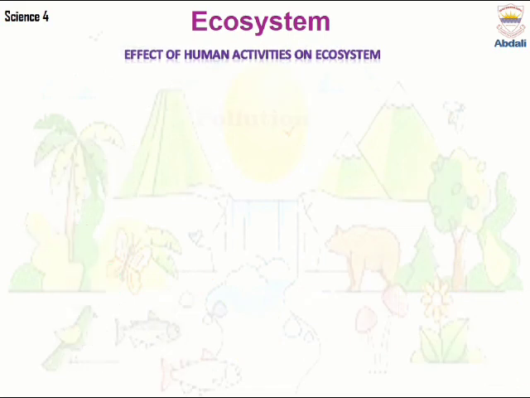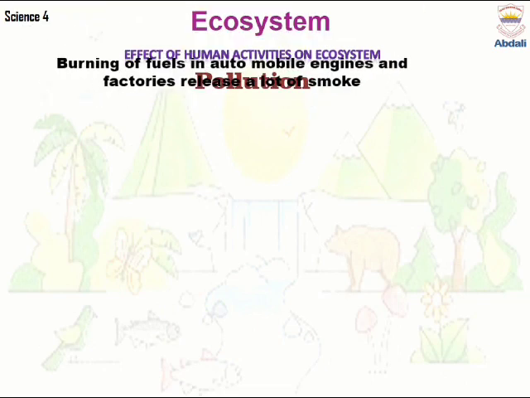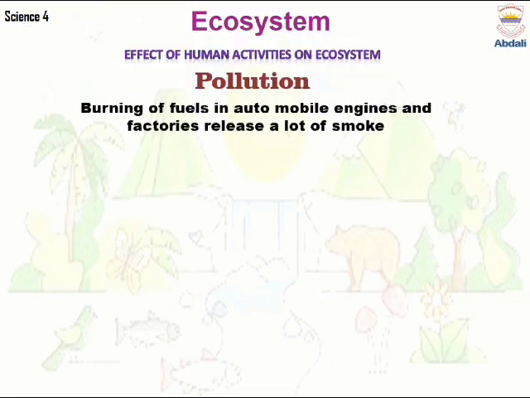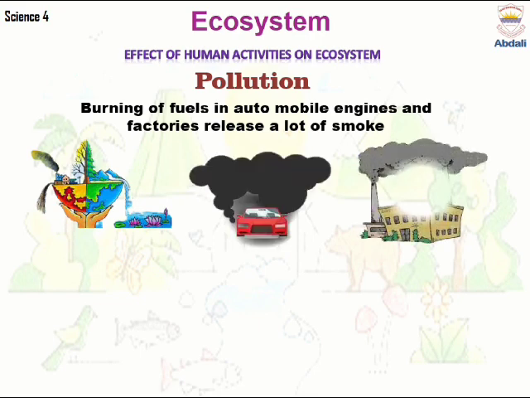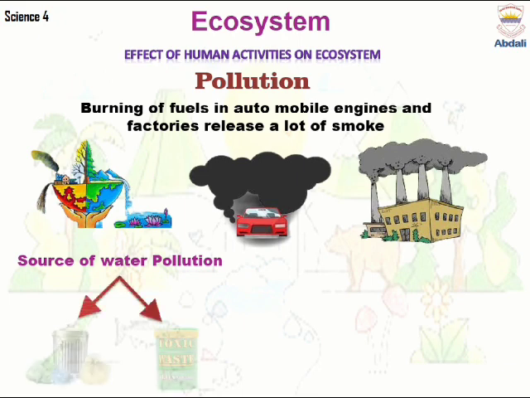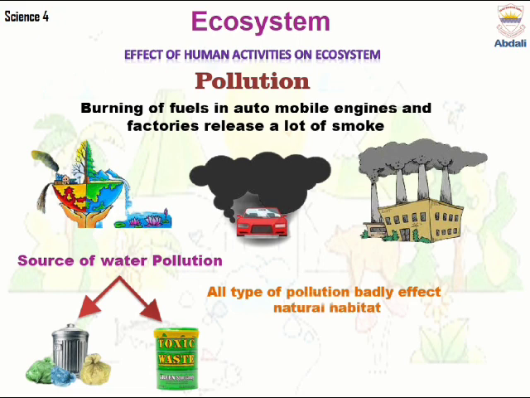The next activity that affects the ecosystem is pollution. Pollution is defined as the burning of fossil fuels in automobiles, engines, and factories, which releases a lot of smoke. When engines and factories release a lot of smoke, this causes air pollution. Garbage and other toxic waste are sources of water pollution. All these types of pollution badly affect natural habitat.